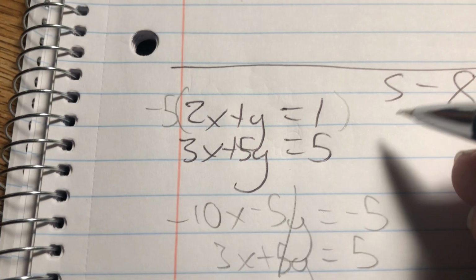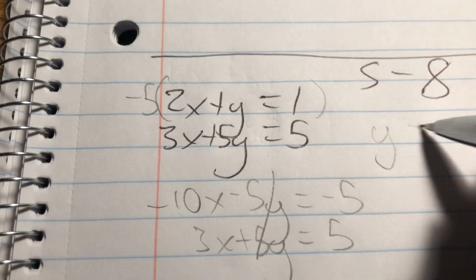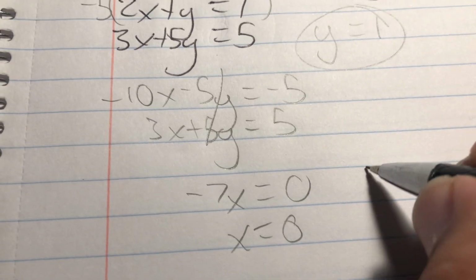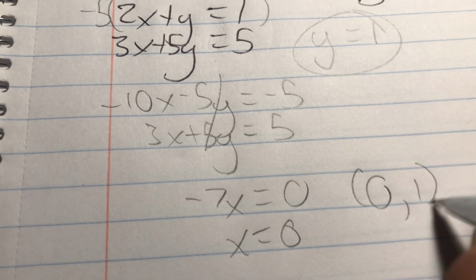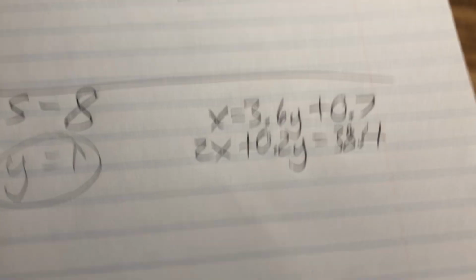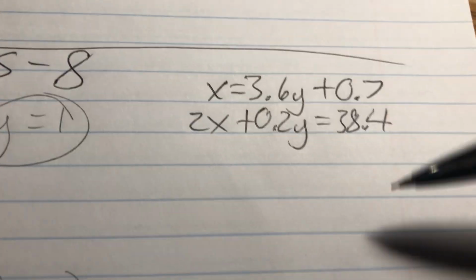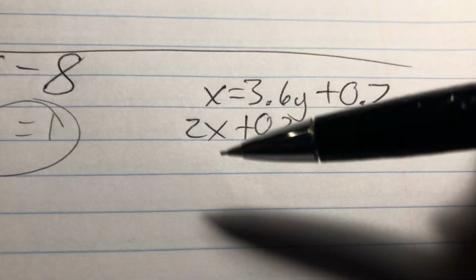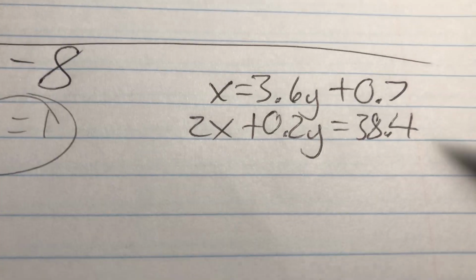So 2 times 0 is 0. So y equals 1. That was very simple. So the answer to this is 0, 1. Wow. Now this one has two problems. One, I didn't give it to you in the right order. And second, there are decimal points.